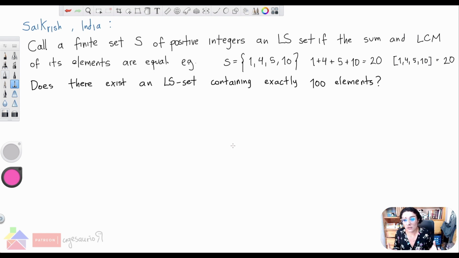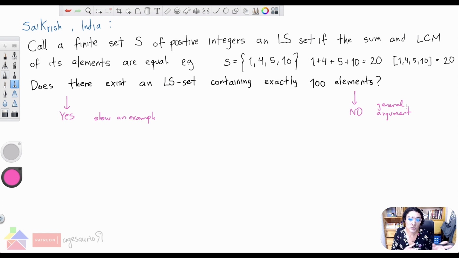So you have to decide whether you believe the answer will be yes or no, because that will lead your process. If you believe the answer is yes, all you have to do is show an example, right? So your efforts should be focused on building such a set. If you believe the answer is no, you should give a general argument as to why no such set can exist.